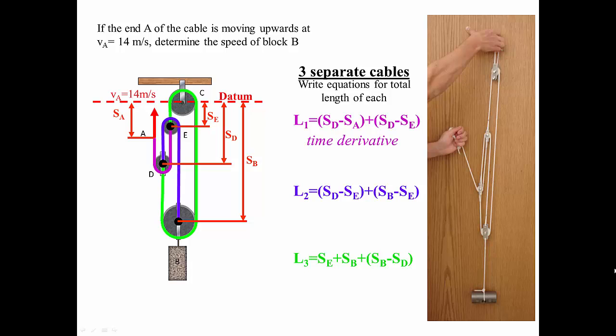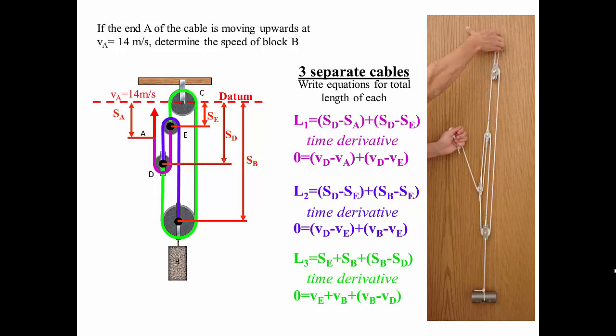We now take the time derivative of each equation. For cable 1, 0 is equal to the velocity of D minus the velocity of A, plus the velocity of D minus the velocity of E. Cable 2, we take the time derivative to get 0 is equal to the velocity of D minus the velocity of E, plus the velocity of B minus the velocity of E. And for our third cable, we take the time derivative to get 0 is equal to the velocity of E, plus the velocity of B, plus the velocity of B minus the velocity of D.